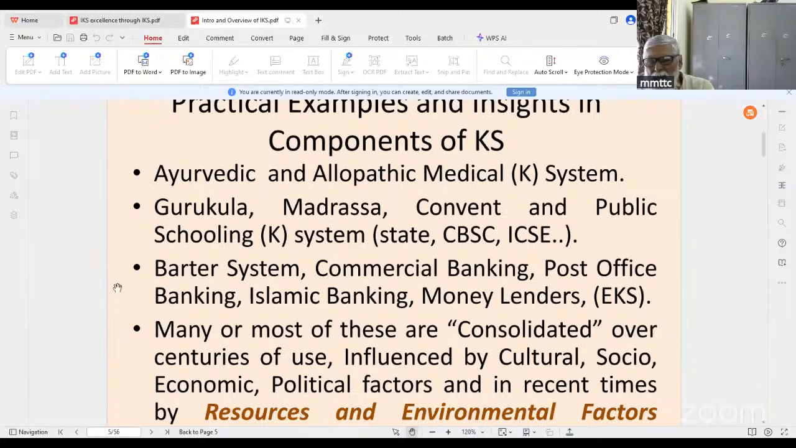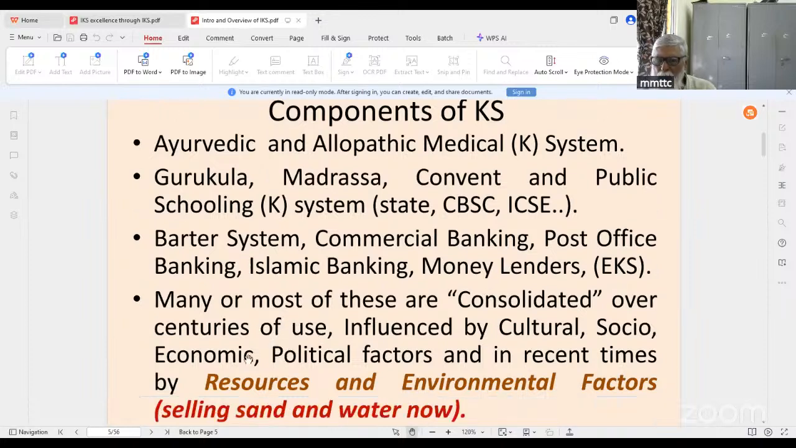Similarly, in the education system, we have Gurukulas, Madrasa, convent, and public schooling, and in the public schooling system, we have state, CBSE, and so many others. Similarly, in the economic part of it, we have the barter system, commercial banking, post office banking, Islamic banking, and money lenders. These are the economic knowledge systems. Many or most of these are consolidated over centuries of use, influenced by cultural, socio-economic, political, and, in recent times, resource and environmental factors.